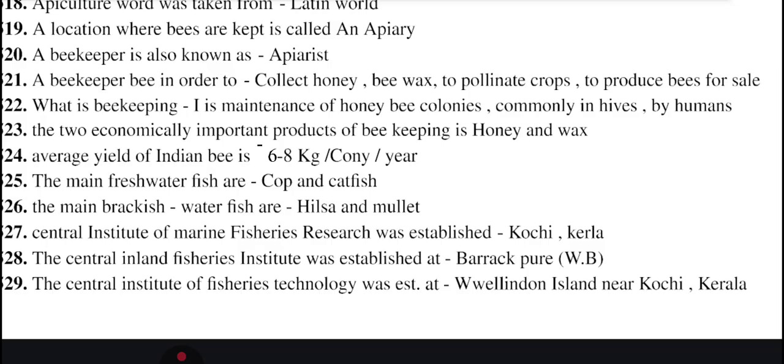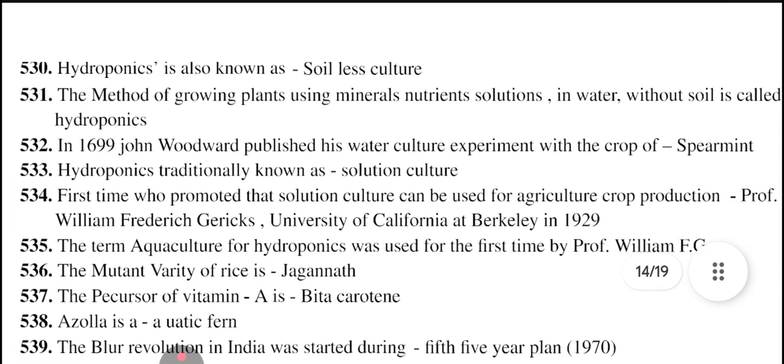Many freshwater fishes are carp and catfish. The main brackish-water fish are Hilsa and mullet. Central Marine Fisheries Research Institute is established at Kochi, Kerala. Central Inland Fisheries Research Institute is established at Barrackpore, West Bengal. Central Institute of Fisheries Technology is at Willingdon Island near Kochi, Kerala.